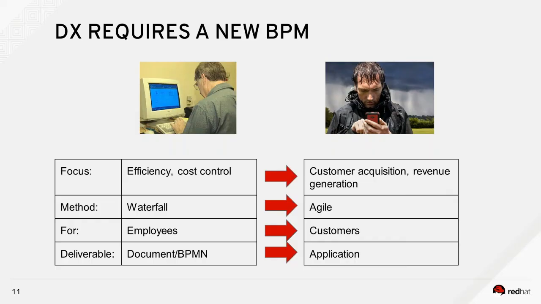However, I do believe it needs to change. The BPM, the discipline, the technology, the value proposition. We need to change our thinking around BPM and the value that we can bring to an organization. So on this graphic, the traditional BPM on the left focuses on efficiency and cost control. Efficiency and cost control is not going to improve competitiveness against these startups, against these new organizations.